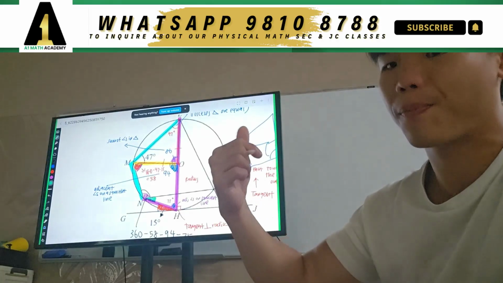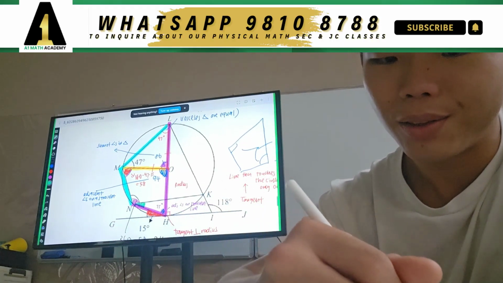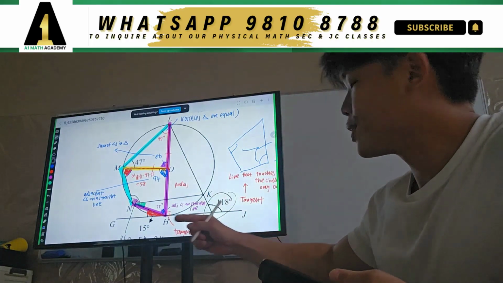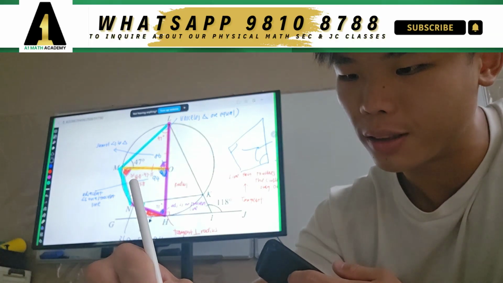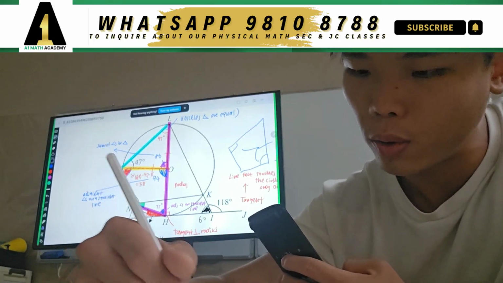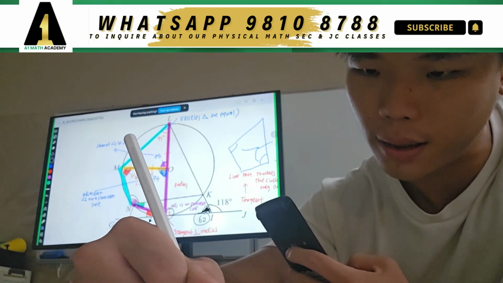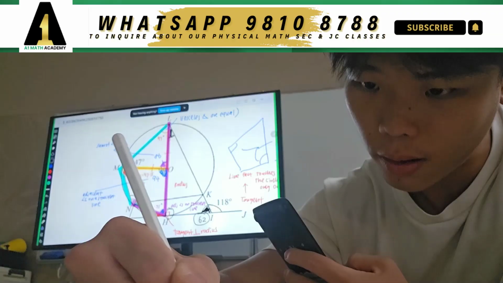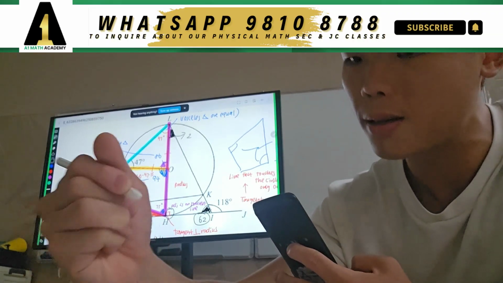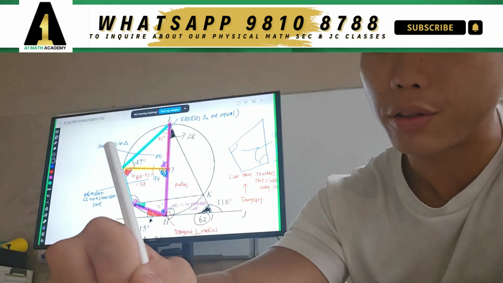There are a lot of ways to do this, but okay. Do you realize the question gives us 118 over there, but we haven't used it yet? So if I use it, what's this angle over here? 62. So if this is 62, this is 90. What is this one? 180 minus 90 minus 62, right? 28. So I know that this is 28 degrees.